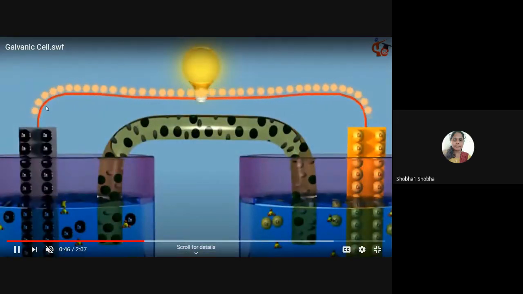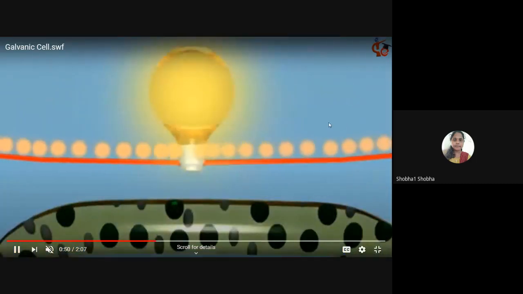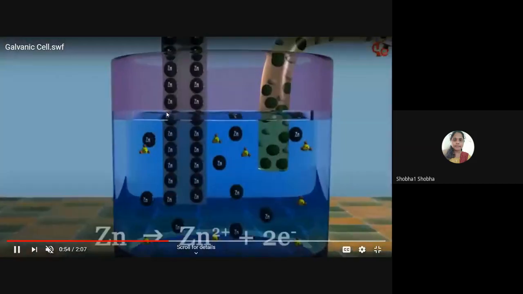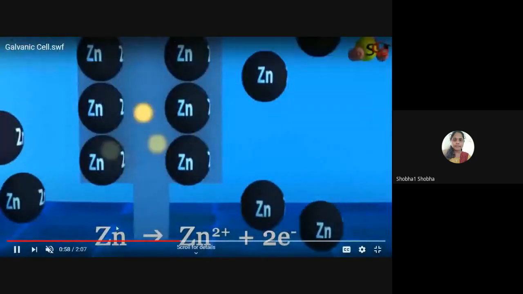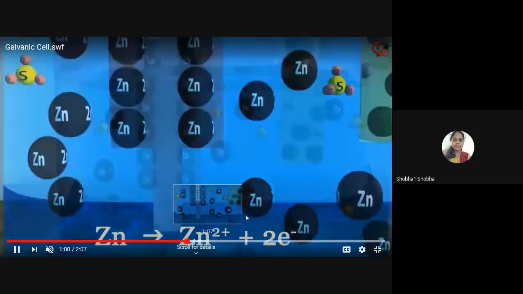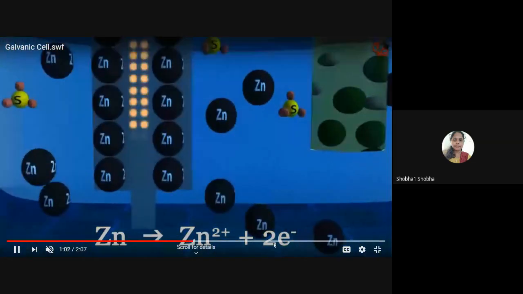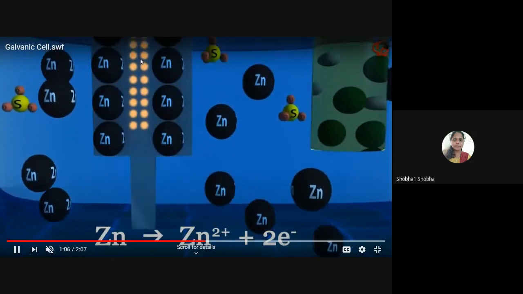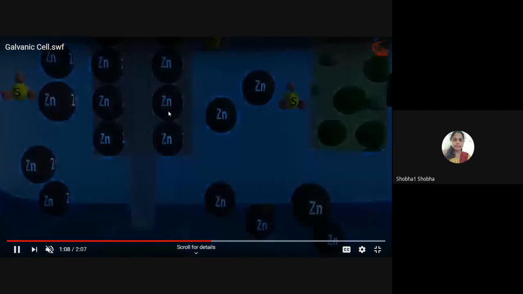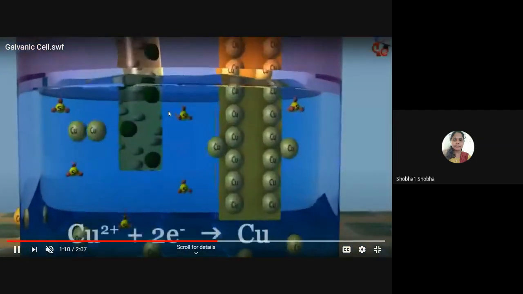See here. Now the electrons started moving from this side to the right, which can also be indicated by keeping a bulb. If you keep a bulb, it will glow, or if you keep a galvanometer, it will indicate. So zinc is converting into zinc plus 2 and 2 electrons. That is, oxidation is taking place. See how he is showing 2 electrons moving continuously. So zinc is releasing 2 electrons, right?